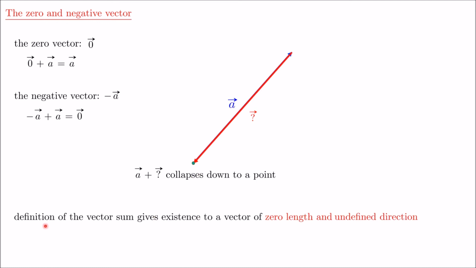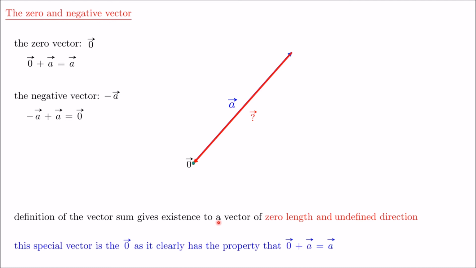So due to the way that we have defined vector sums, this definition actually gives existence to this very special vector, this vector that's been collapsed down to a point, and hence it has 0 length. And because it has 0 length, it can't specify any direction. So we say its direction is undefined. And you can see that this special vector clearly is the 0 vector, because it has this property such that when we try to add it to any other vector, it's not going to affect it. It's not going to affect it because itself has 0 length to it. So when you add, nothing's going to happen to it.